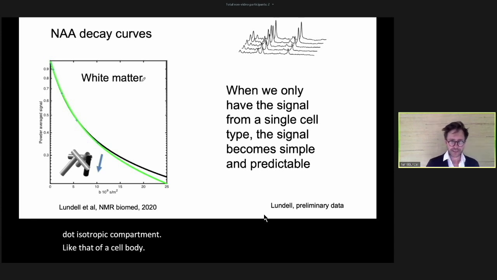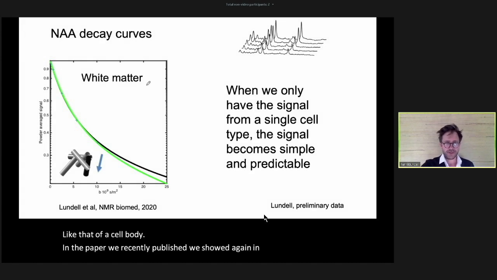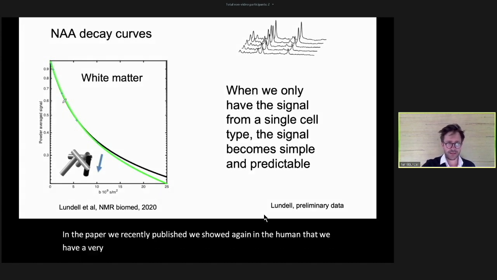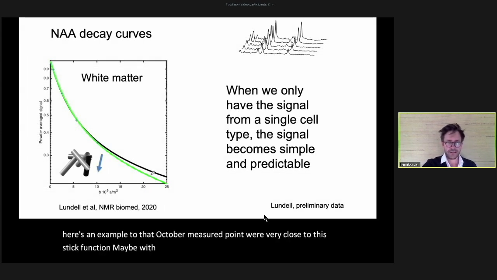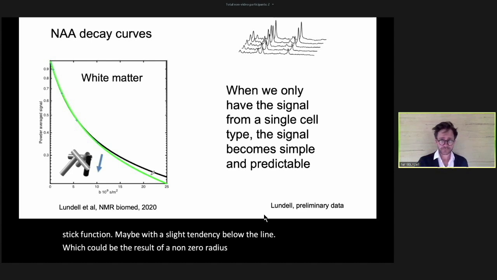So in a paper we recently published, we showed again in the human that we have a very close resemblance to this function in white matter. And here's an example of that. Up to our measured point, we're very close to this stick function, maybe with a slight tendency below the line, which could be the result of a non-zero radius of the axons.